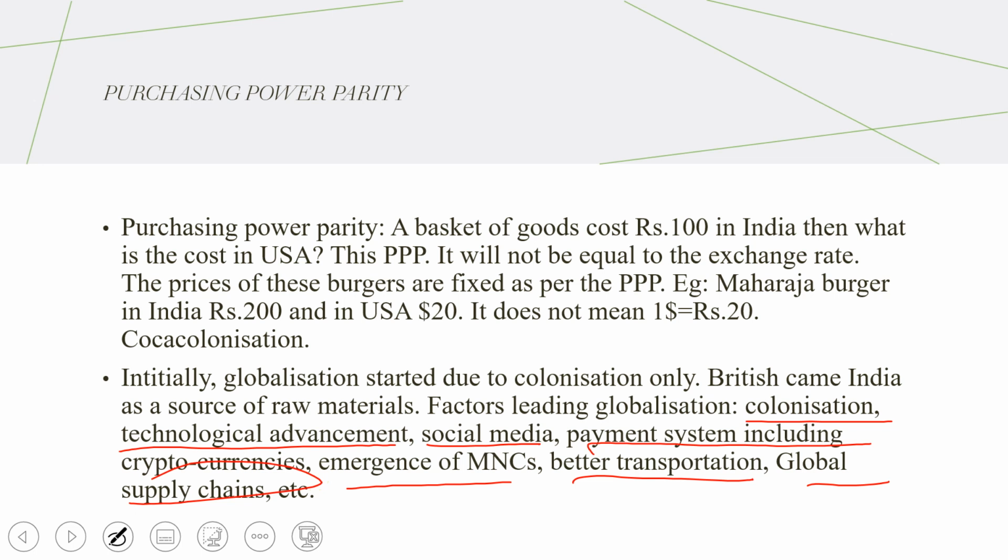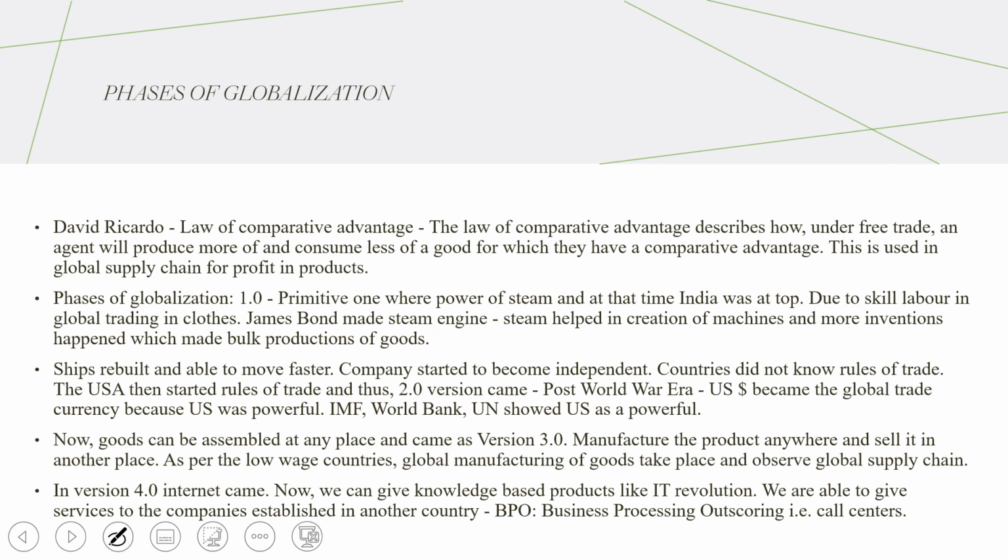Okay, it was between Japan, India and Australia. These three countries are together in this supply chain. Please go through that lecture. It is also an important thing with respect to your current affairs and the coming exams, for this year and also for next year. So what are the phases of globalization?